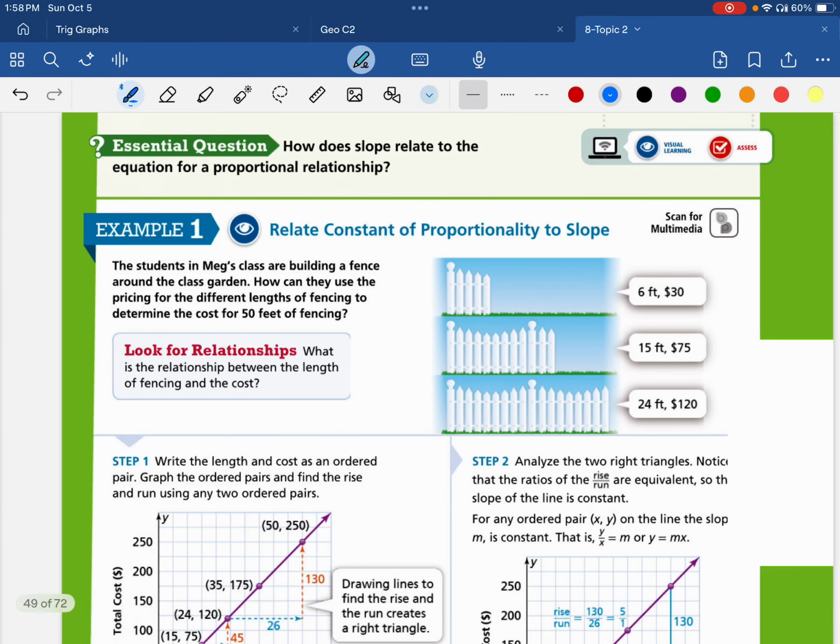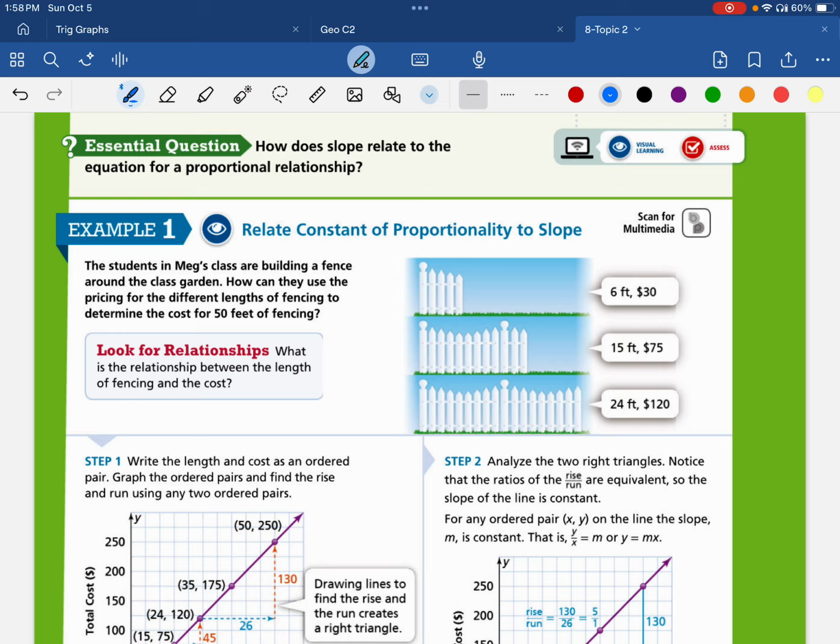Moving on, next page. So the essential question for this lesson really is, how does the slope relate to the equation for a proportional relationship? Okay, our question up here.